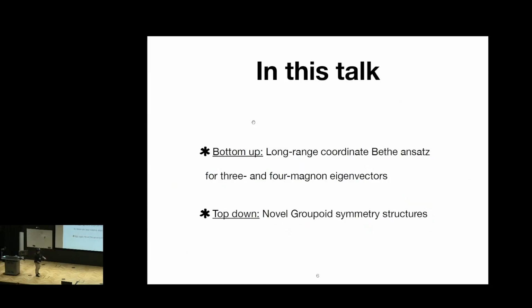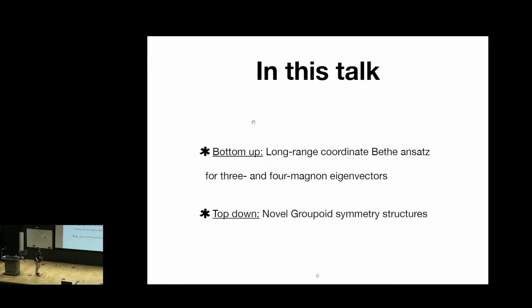So for this talk, I will first have a shut up and calculate approach. And this is really just to explore how much we can do with coordinate Bethe ansatz. Up to very recently, we didn't even know how to write 3 and 4 magnon eigenvectors. Now I will be able to write them down. And for that, we will see that long-range interactions appear.